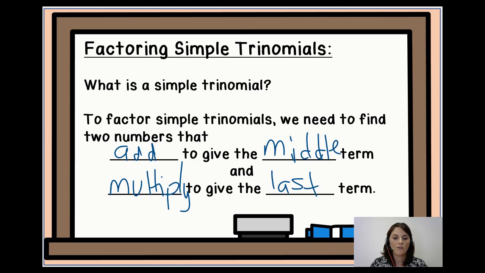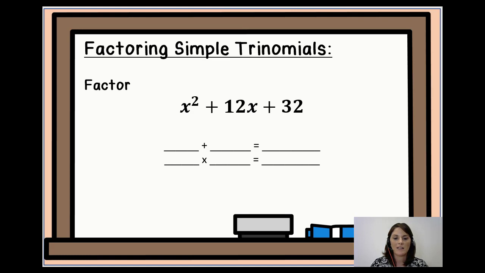Okay, so again, we're looking for two numbers that add to give the middle term and multiply to give the last term. Okay, so our first example is factor x squared plus 12x plus 32. So we're looking for two numbers that add to 12 and multiply to give 32. Okay, go ahead and think about your factors.